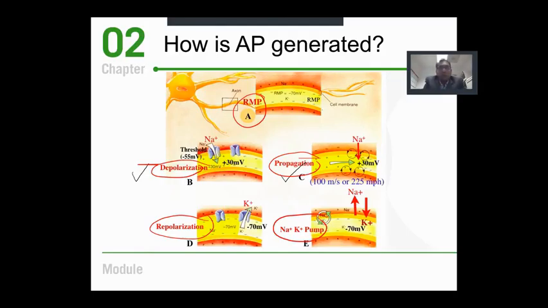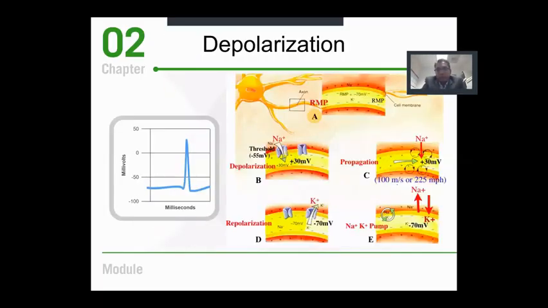Now, we already know what resting membrane potential is. Just to remind you, it's the excess of sodium outside and the excess of potassium inside, with the membrane being negative 70 millivolts when compared to the extracellular fluid. First we'll talk about the depolarization, then the propagation, then we'll go back to these last two steps.